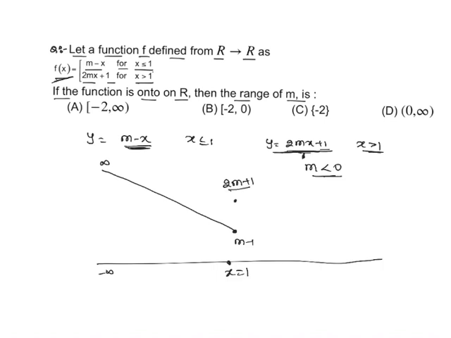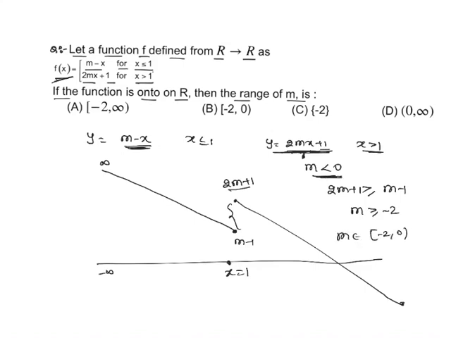And if you put infinity, since m is negative, this will decrease and go till minus infinity. So from this we can say 2m plus 1 should be greater than or equal to m minus 1. If you simplify, m should be greater than or equal to minus 2 and m should be less than 0. So m belongs to the closed interval minus 2 to 0 open interval. So B is the correct answer.